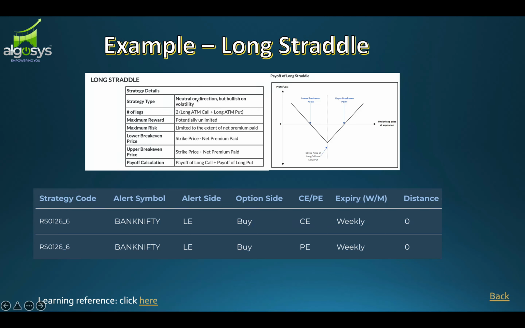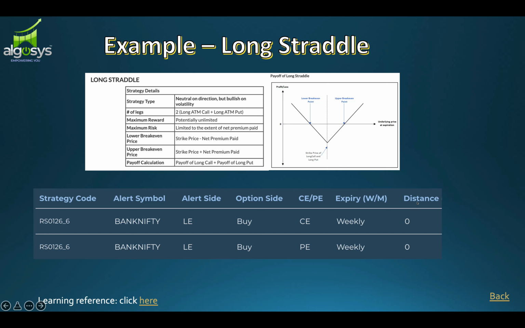So this is the example. In a long straddle, what you do is you take a long ATM call, you take a long ATM put. How to configure it? You have to just configure it in a manner like this I have shown over here. You are buying a long ATM call and you are buying a long ATM put.